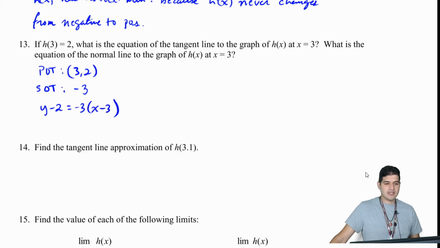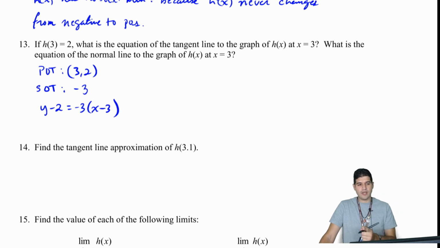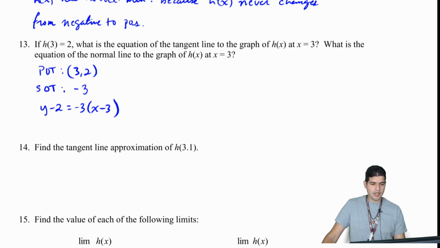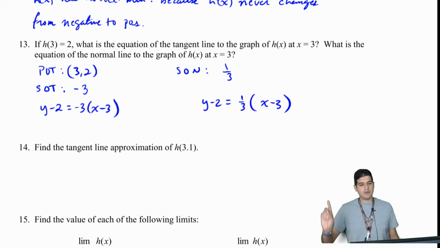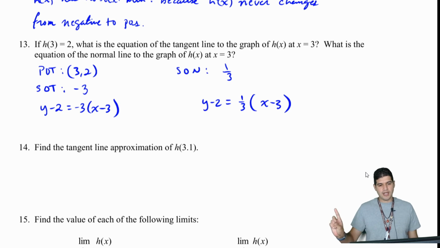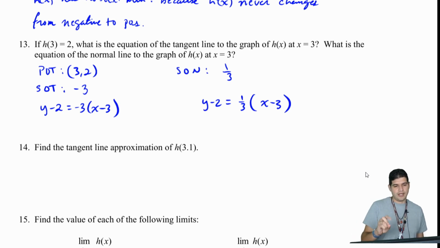Now I want to do the normal line. I want to get the slope of the normal line, and that's going to be the negative reciprocal, so that's going to be positive 1/3. And now I'm going to use that same point. So y minus 2 equals positive 1/3 times x minus 3. So that's going to be the equation of the tangent line and the equation of the normal line.